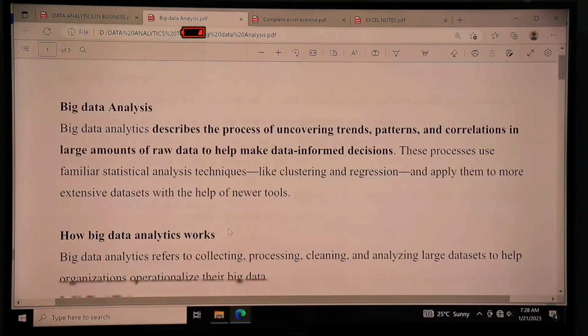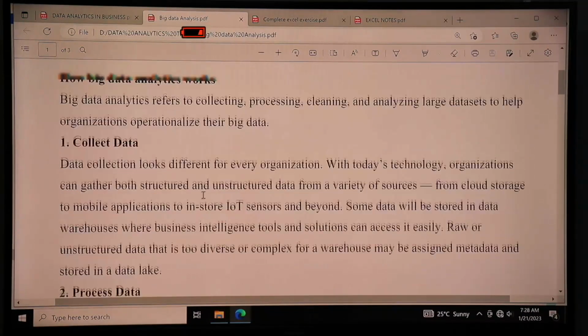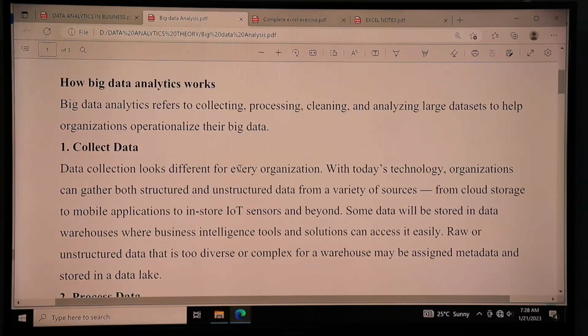So big data analytics refers to collecting, processing, cleaning, and analyzing large data sets to help organizations operationalize their big data. It involves collection of data, so data has to be collected using various data collection tools.